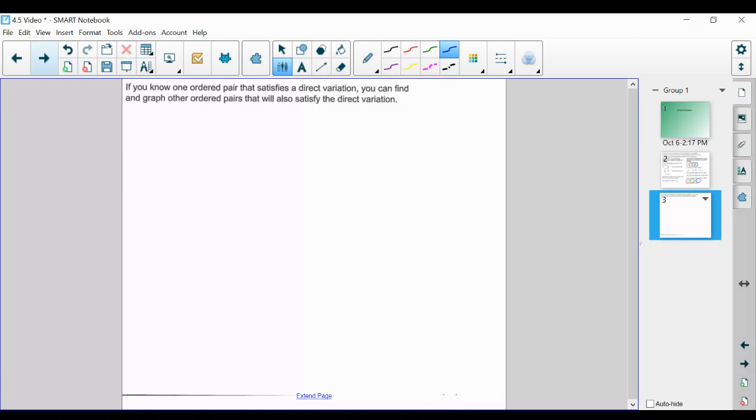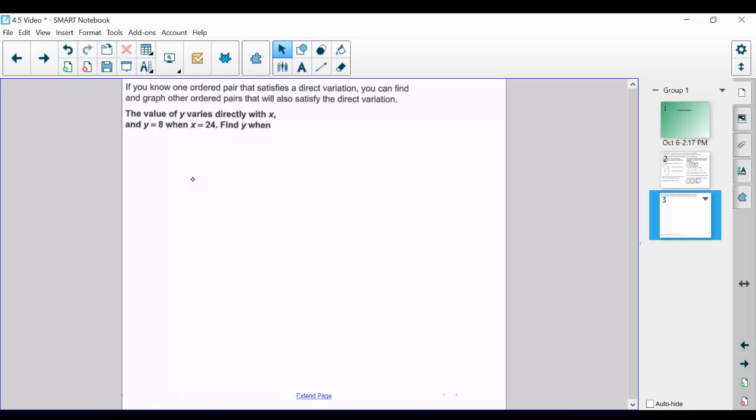All right, perfect. If you're listening to my voice, it means you worked on the questions of the guided notes on the front page and you are now ready to talk about the back page. So for this side, if you know one ordered pair that satisfies a direct variation, you can find and then graph the other ordered pairs that will also satisfy the direct variation.